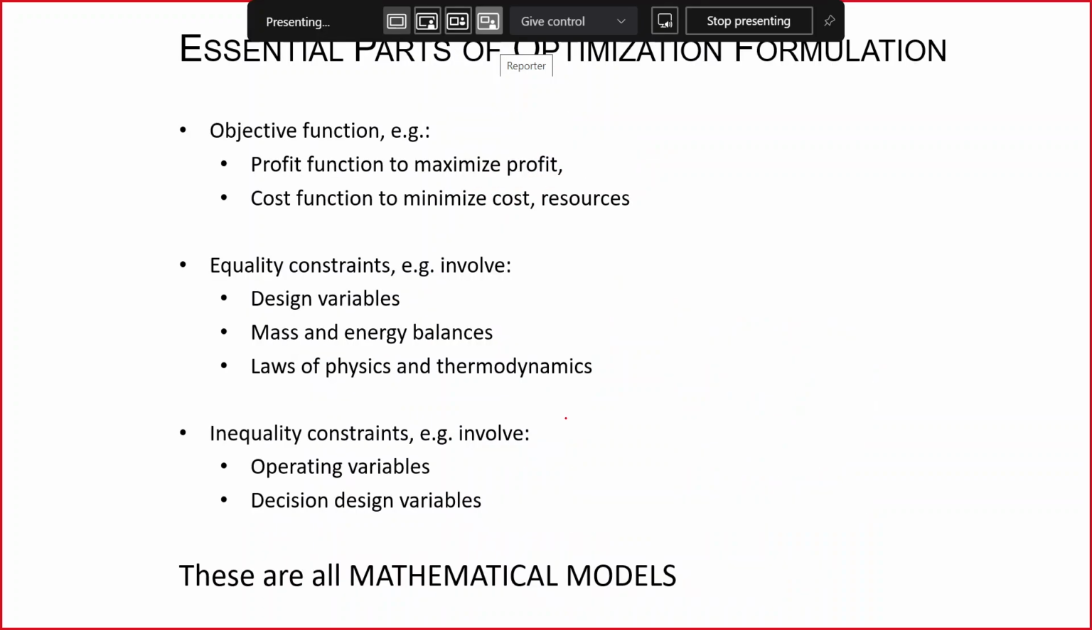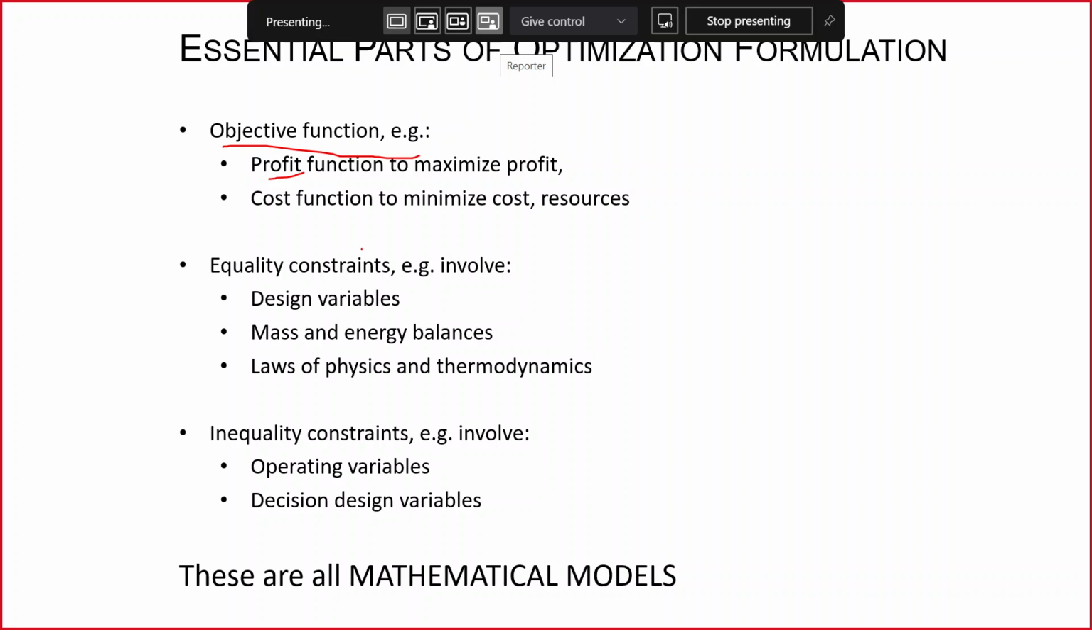So there are, as you know already, several essential parts for optimization. Number one is the objective function, which we know already by now, which is the profit function. There are also cost functions to minimize costs, but we don't use this quite often, because we care about making money. That's what we do in the industries. And then there are several constraints, because we cannot simply use as much raw material as possible if we want to make more product.